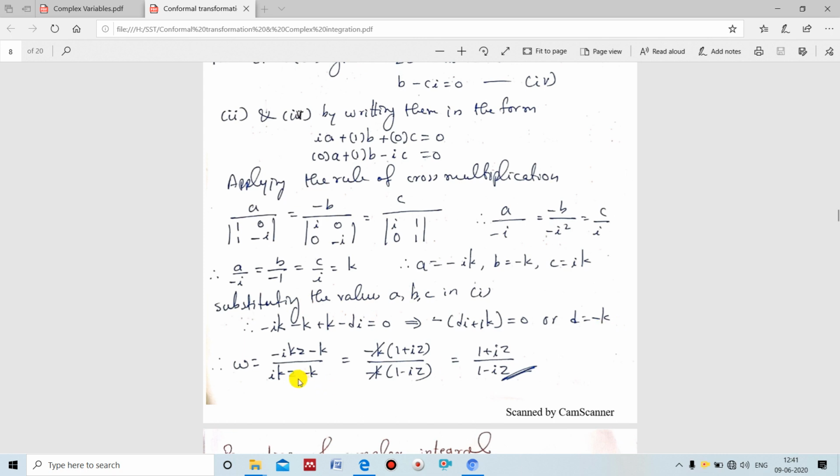Put the a, b, c values in the given bilinear transformation, we get w is equal to minus ikz minus k divided by ikz minus k. So take minus k common from the numerator and denominator, we get minus k into bracket 1 plus iz, divided by minus k into bracket 1 minus iz. So minus k cancel, we get 1 plus iz divided by 1 minus iz. So it is the required bilinear transformation.